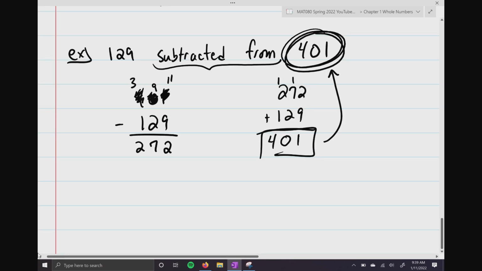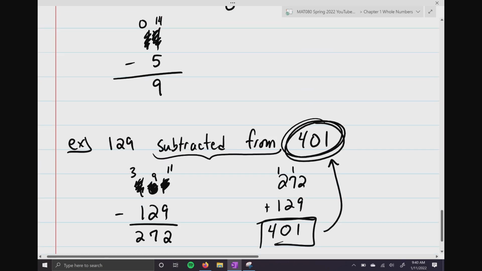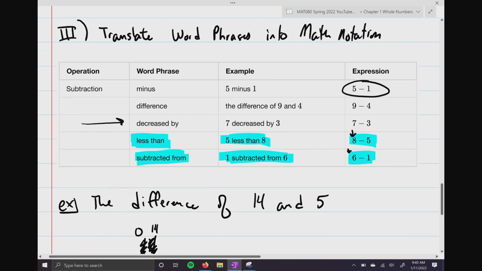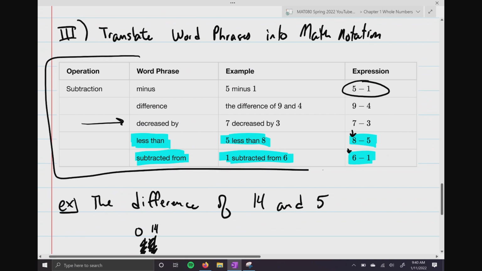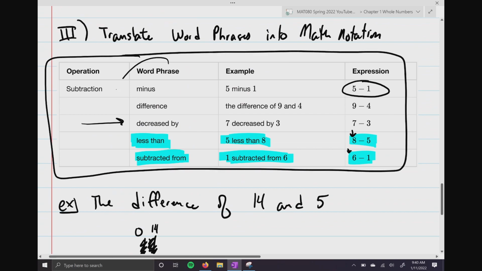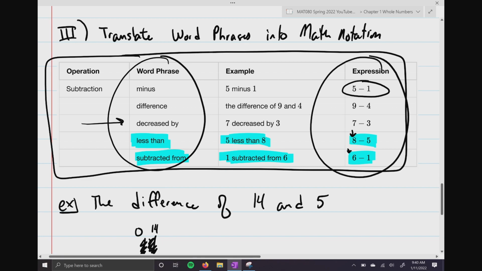Okay. And that brings us into the very last objective, which will be our applications. And remember, within the applications, and I'm going to scroll us up, within the applications, this is what we're looking for. We're looking for these keywords, and then they're going to tell us how to write the expression. Okay? That's what we're looking for.